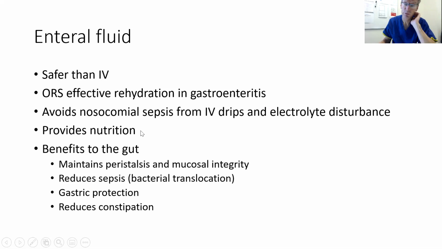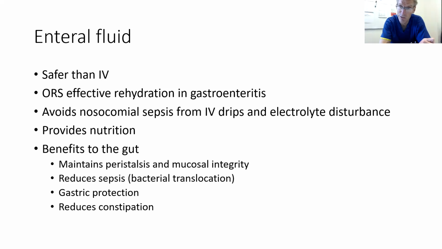So as a principle, for children who've got vomiting and diarrhea, if they've got gastroenteritis, try to keep them enterally feeding, especially if they're breastfed. Definitely they need breastfeeding, and they may need some extra oral rehydration solution, or if they've got severe dehydration or shock, they might need intravenous fluids. But you should remember the benefits of enteral feeding to the gastrointestinal tract, to the gut. It maintains peristalsis and maintains the mucosal integrity of the gut.